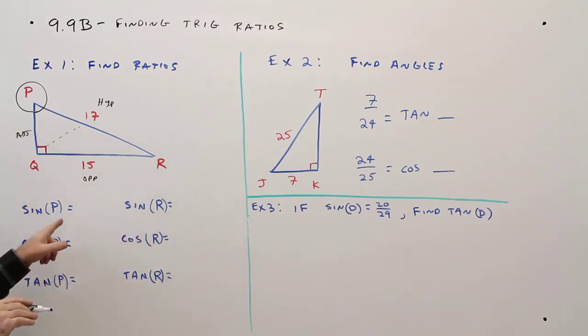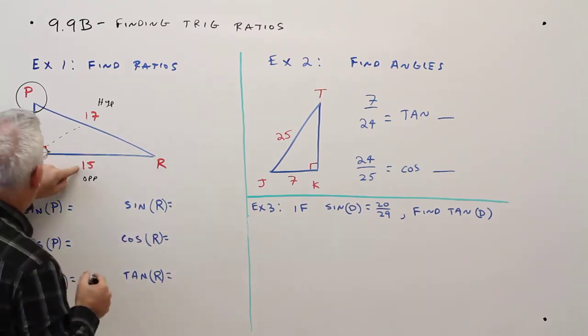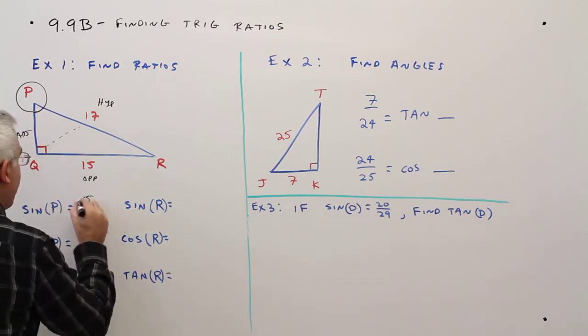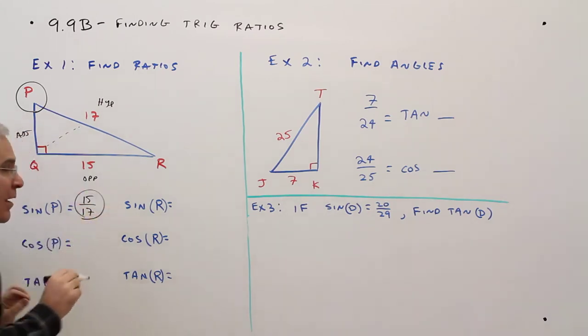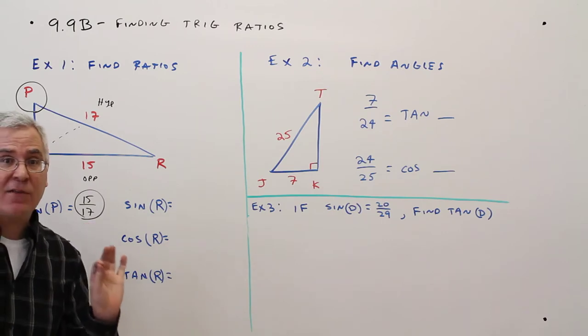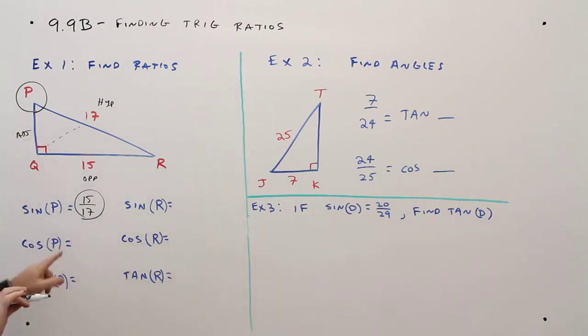All right, so the sine of P, SOHCAHTOA, opposite over hypotenuse, 15 over 17. Just leave your answers in exact simplified form for these types of problems.